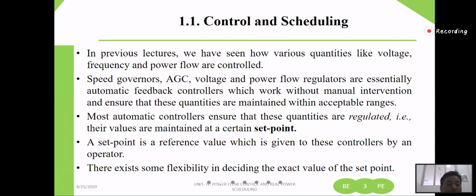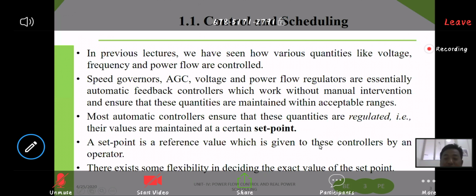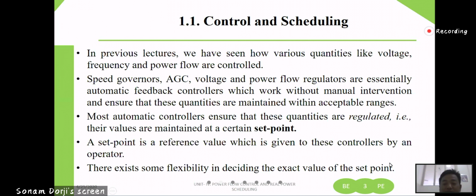there is an automatic controller. It controls automatically, right, without manual intervention. But how? We have to set some set point. Who is setting the set point? The operator. So now if I am the operator, if I set a wrong set point, this automatic controller will function as per that only. Okay, so there is some flexibility in deciding the exact value of the set point.